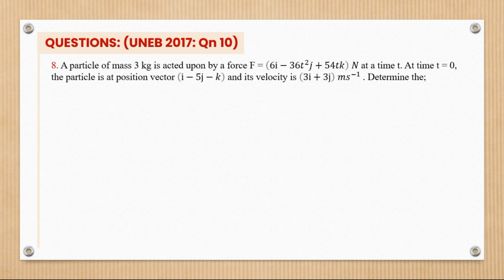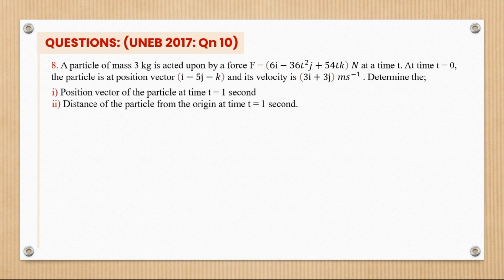We are told that at time t equals 0, the particle is at position vector i minus 5j minus k, and its velocity is 3i plus j meters per second. We are asked to determine the position vector of the particle at time t equals 1 second. Then part 2, the distance of the particle from the origin at time t equals 1 second.